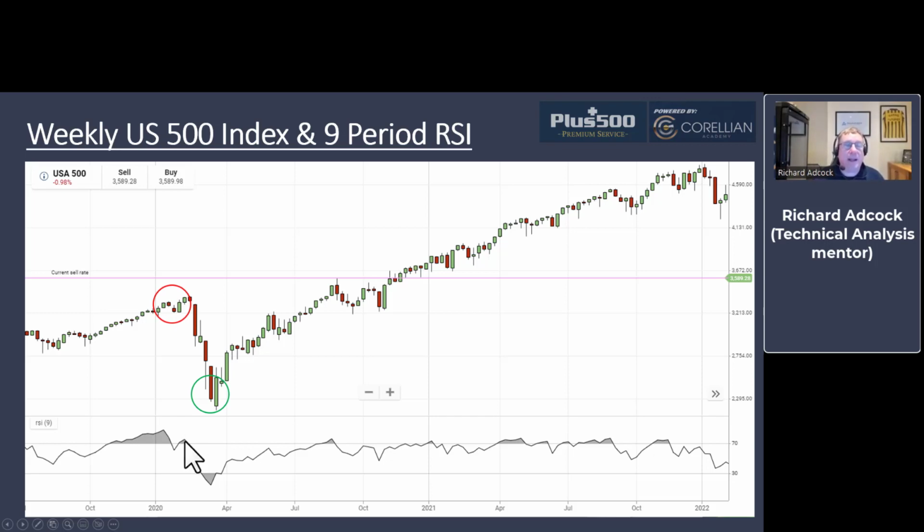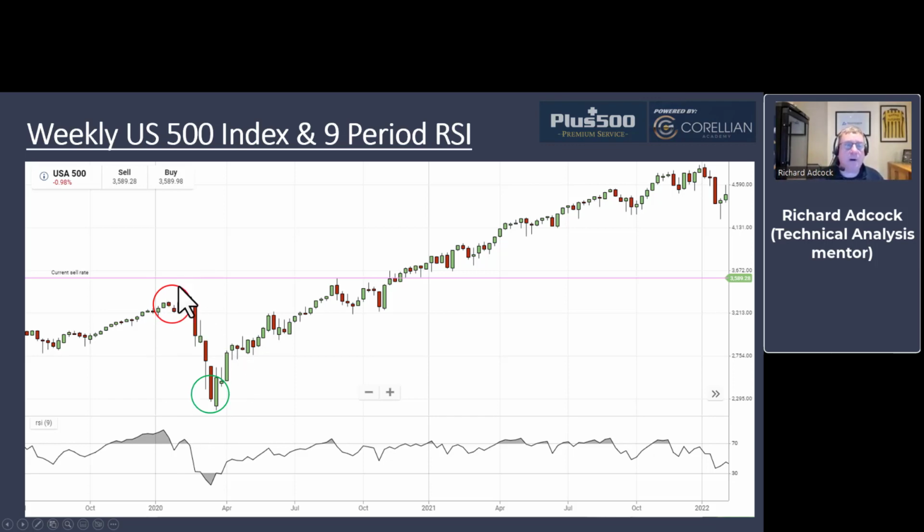So this added weight to the cross back below the 70 level, having seen this second peak not confirm within the RSI indicator. So we saw what's called a bearish divergence, new highs in price not confirmed by the indicator, and then a new turn lower.